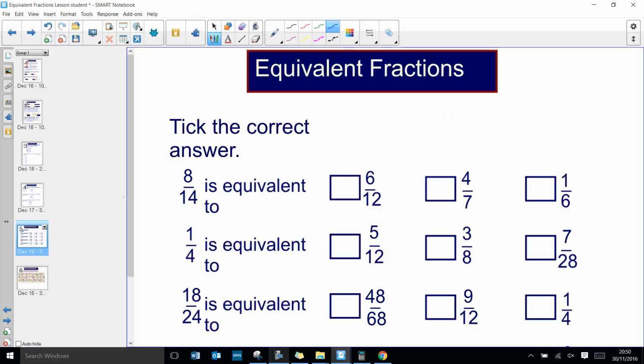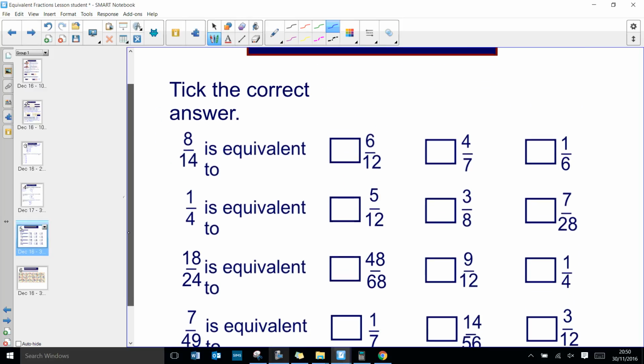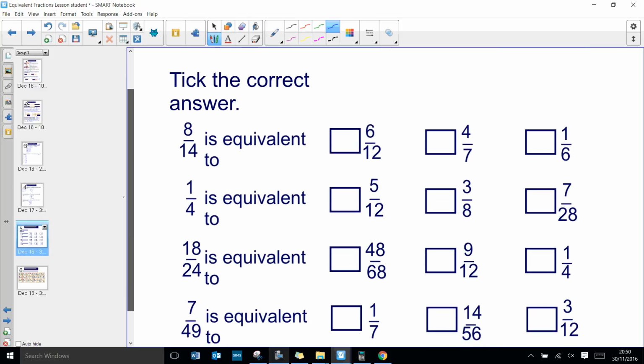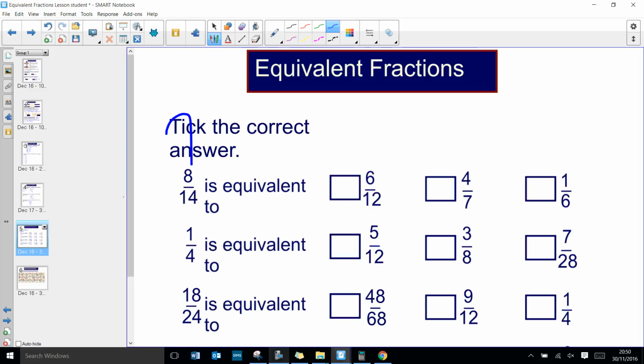Tick which answer is correct. So 8 over 14. Sometimes it helps just to find the fraction in its simplest form, so in its lowest possible format. So we're going to see if we can do that. I know that 2 goes into both 8 and 14, so that becomes 4 and 7. And funny enough, there is our answer, 4 over 7.